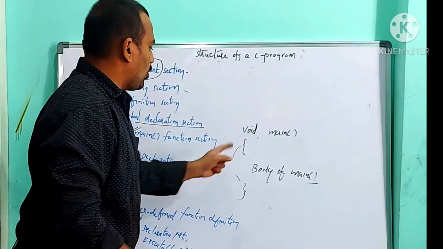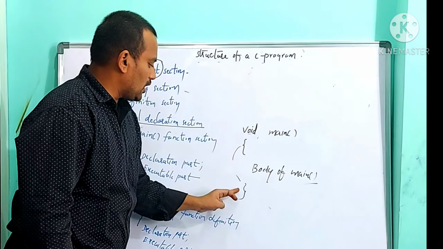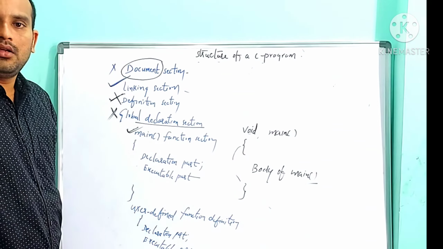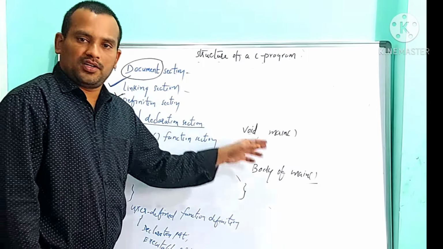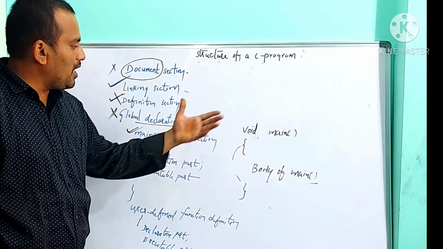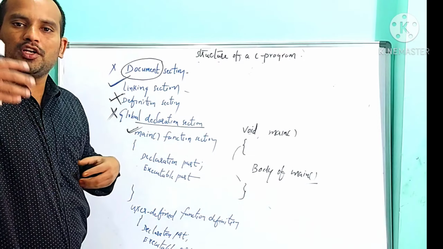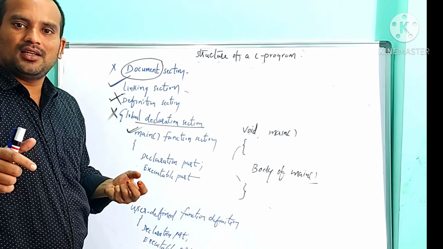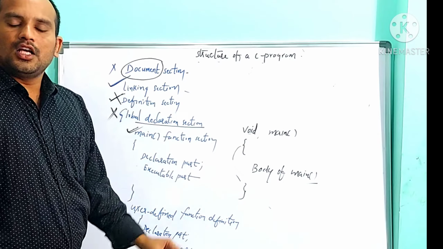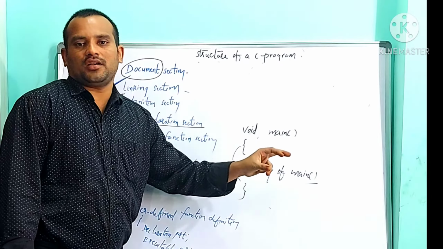The space between the open curly brace of the main function and the closed curly brace of the main function is called the body of the main function. The body of any function, it may be the main function. In future you are going to write functions by using your name or any name.